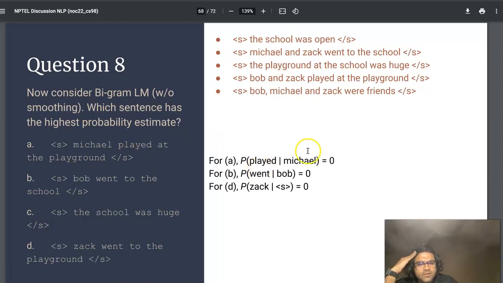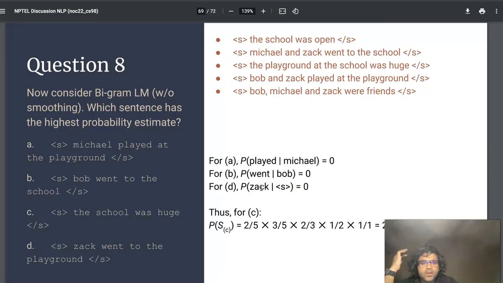So what is the logic? We already discussed it. For A, you cannot find played given Michael. For B, it's not possible to find went given Bob. And for D, it's not possible to find the probability of Jack given the start symbol. Only for C can we find the probability.